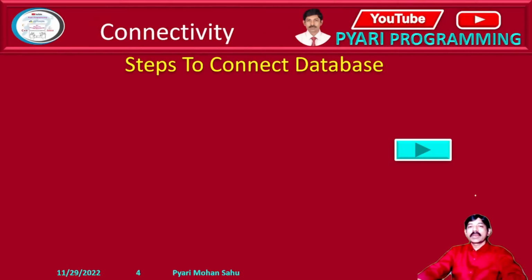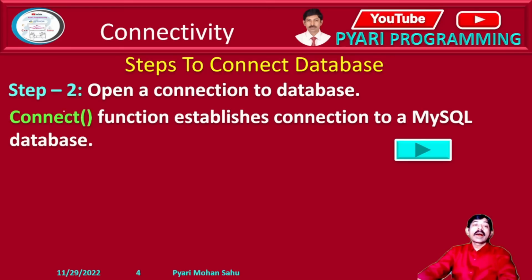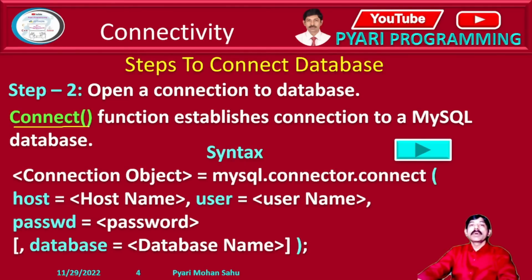So what is the next step? The next step is to open a connection to the database. How can we do this? With the help of the connect function. The connect function is used to establish a connection between your MySQL and database. But how to use this? We need to emphasize the syntax. How many parameters does it take? What are the parameters that we need to remember?